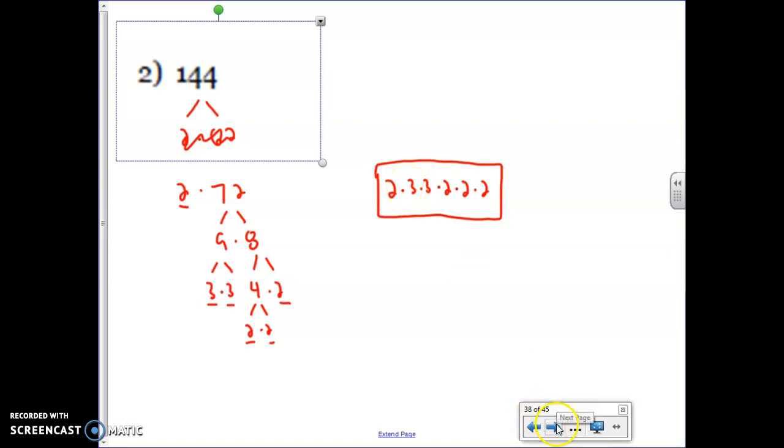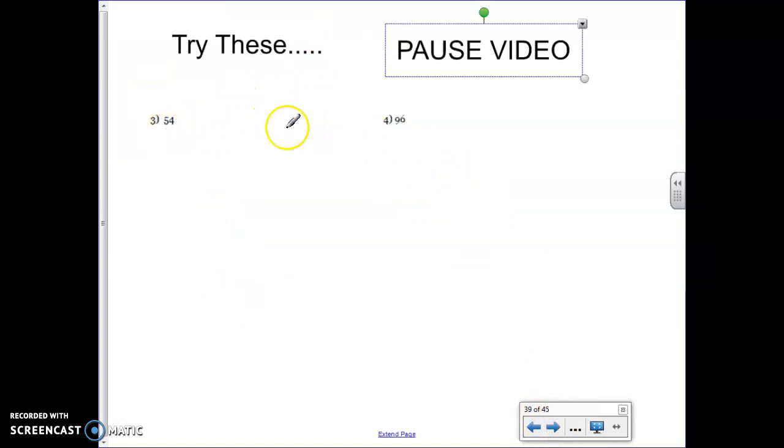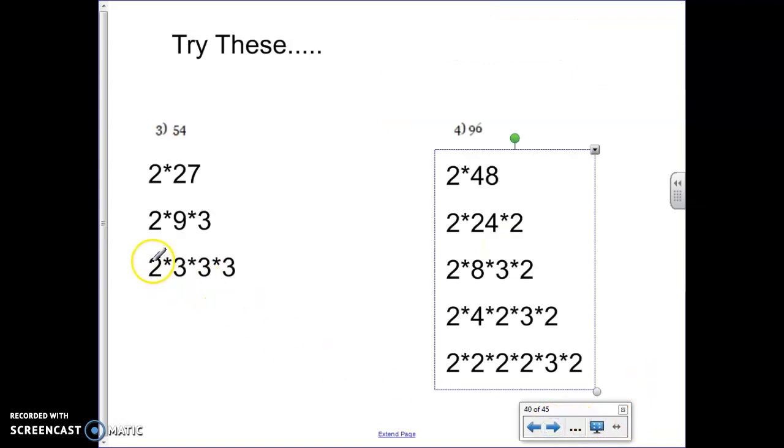Can you guys pause the video for me and try these two? Try to figure out what the prime factorizations of 54 and 96 are. So hopefully what you guys got for 54 is it breaks down to be 2 times 3 times 3 times 3. And for 96, you guys got 2 times 2 times 2 times 2 times 2 times 3. Hopefully that helps each other out. You guys are going to use this in the next video, so we will talk about that next.